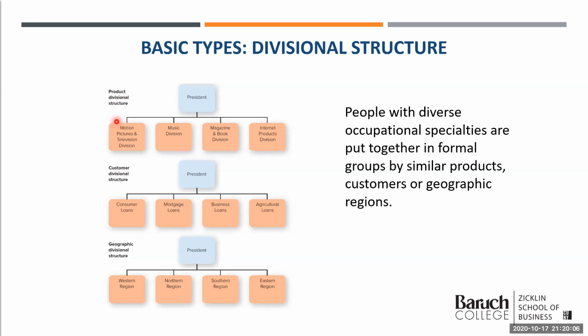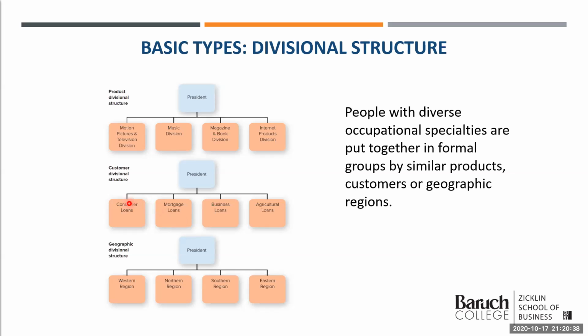So instead of being grouped, let's say, according to finance or marketing, they're grouped according to whether they work on movies, or music, or books or magazines or internet products. And so people in different functions will be grouped together according to the product that they are collectively working on. And so that's a product division. You can also have a division by customer.